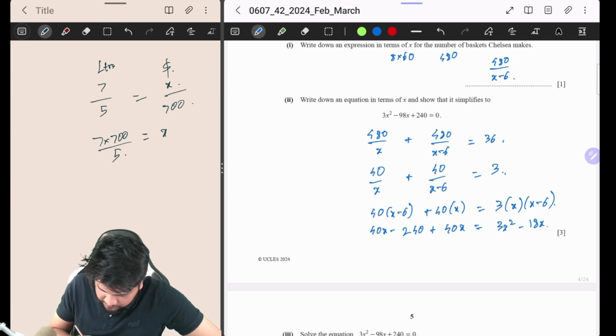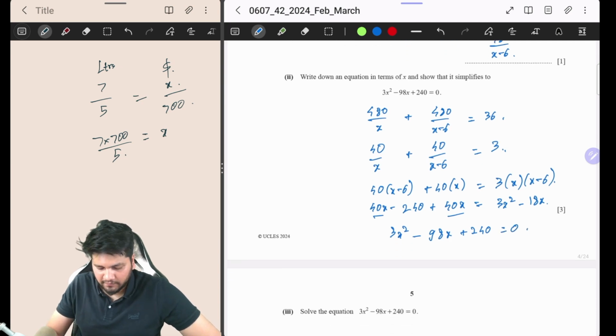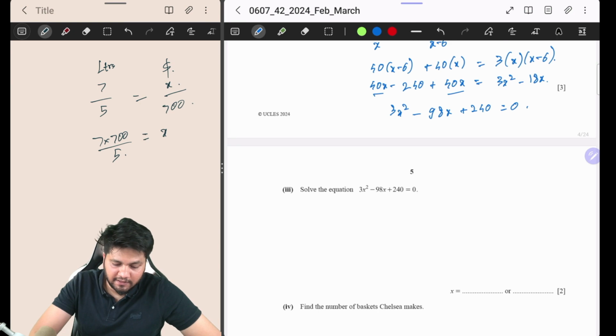One second. So it's going to be 3x square minus 18x, and 40x will go that side, so it's going to be minus 40x. Oh, I'm adding 40x and 40x as well, so it's going to be 80x. I'm going to put it that side, so it's going to be minus 98x. And this minus 240, I'll shift it to the right hand side. It's going to be plus 240 is equal to 0. That's the equation. And obviously they're asking you to solve the equation 3x square minus 98x plus 240.